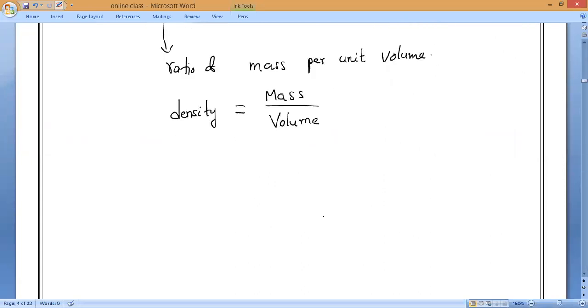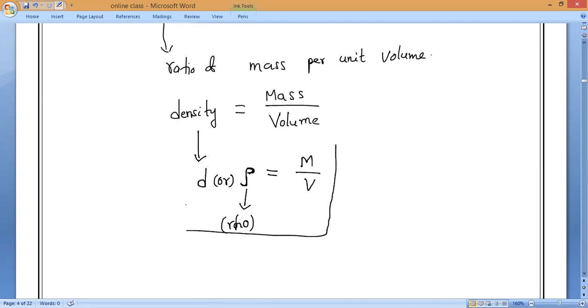Observe very carefully, all of you. Density we can represent with a symbol D, or we can represent it with a Greek letter called rho, R-H-O. It looks like a P, but it is not P. Rho is equal to mass, whose symbol is M, divided by volume, whose symbol is V. This is the mathematical representation of density. Any doubt? Anybody can ask. Are you clear, everybody?